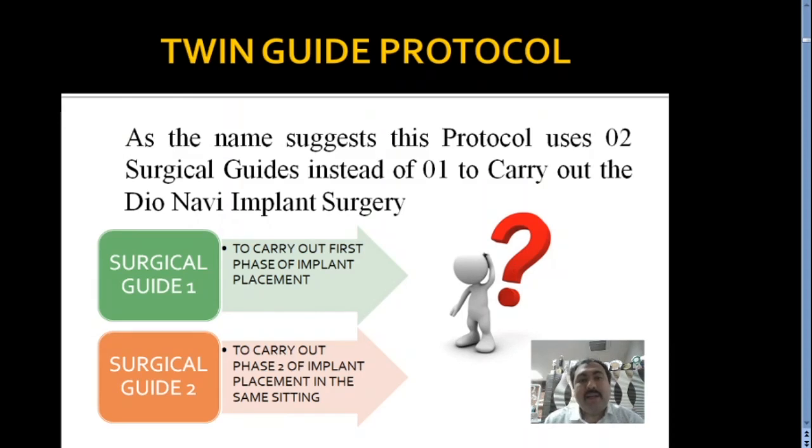As the name suggests, this protocol will use 2 surgical guides instead of 1 to carry out the DO Navi implant surgery. There would be a surgical guide 1 that will carry out the first phase of implant placement, and a surgical guide 2 to carry out phase 2 of the implant placement in the same setting. But the important question still remains, why do we require two surgical guides?